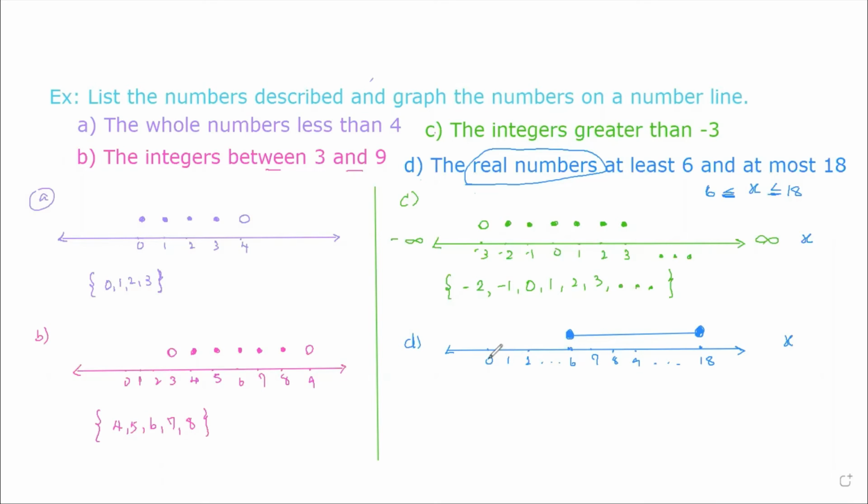Okay, so the notation for this question D is this one. You can write down x less than or equal to 18 and greater than or equal to 6. That's the notation. Okay, but questions A, B, C are different from question D, right? Because those are whole numbers, integers. So they have to be represented with dots. You cannot draw one line. The line includes everything: decimals, fractions, even square roots, surd form. Okay, that's the real numbers.